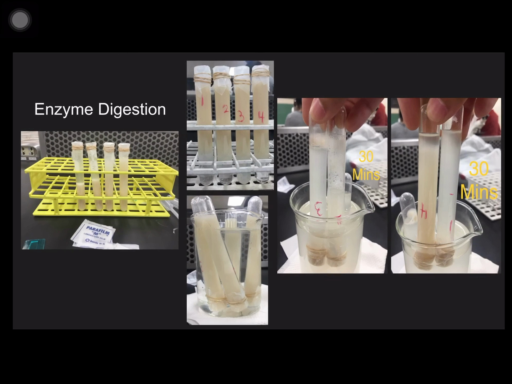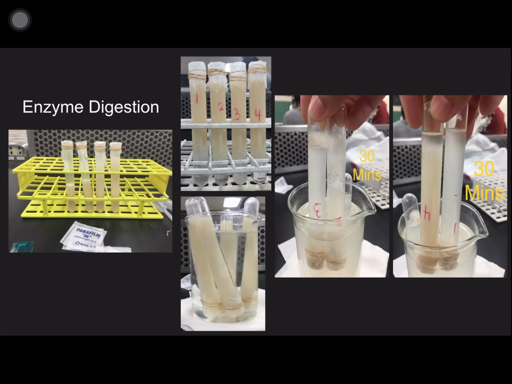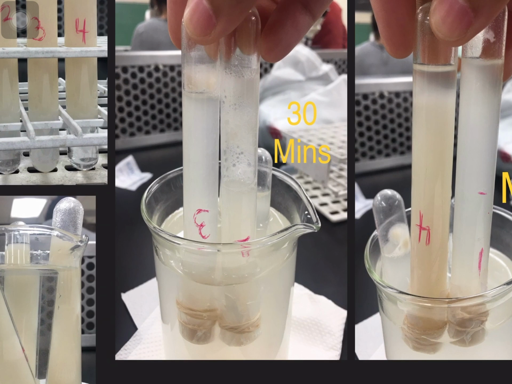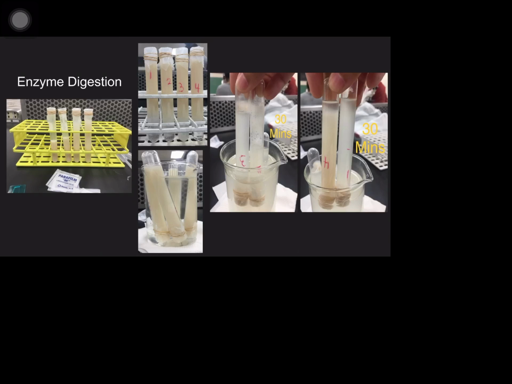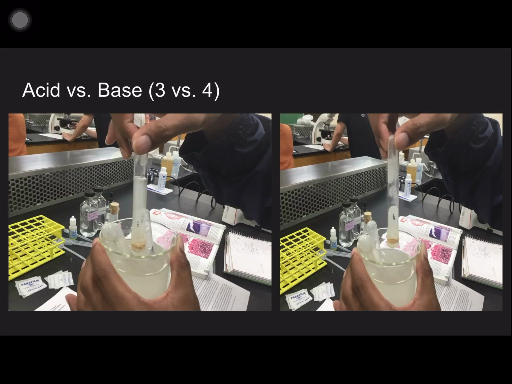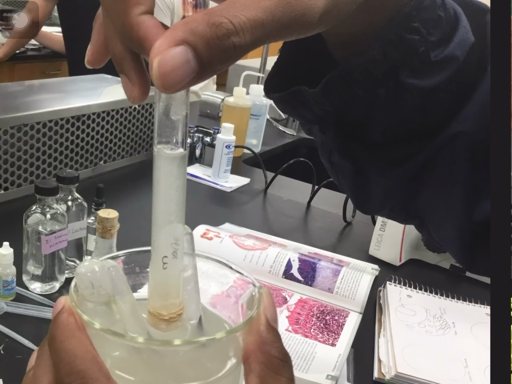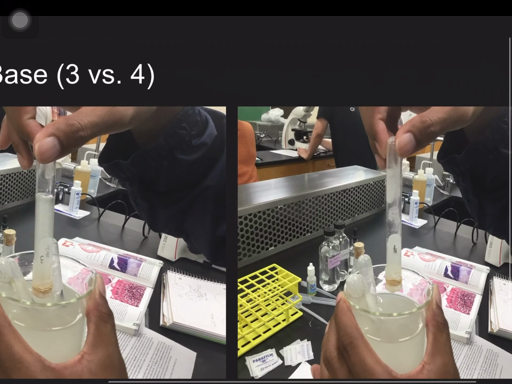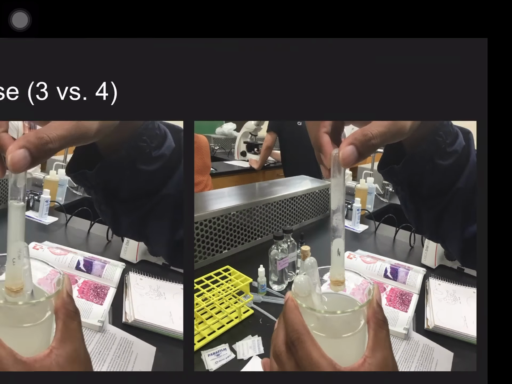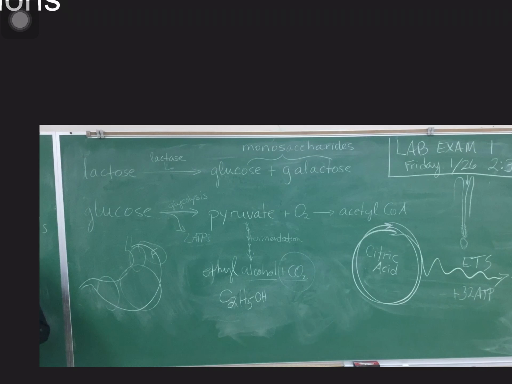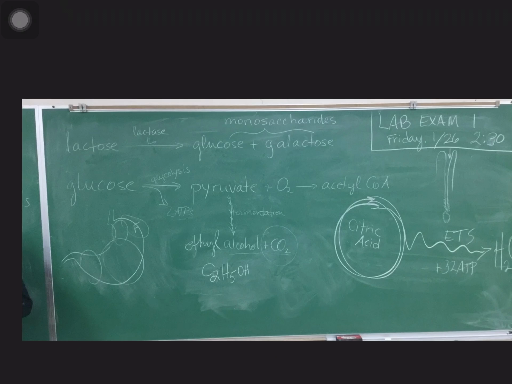Then we do some comparison. Test tubes numbers 3 and 4. Number 3 reacts slower, number 4 reacts faster. Acids versus bases. Test tube number 3 with the acid, acetic acid, reacted slower, and test tube number 4 with the base reacted much faster. Some reactions that were taught in class.